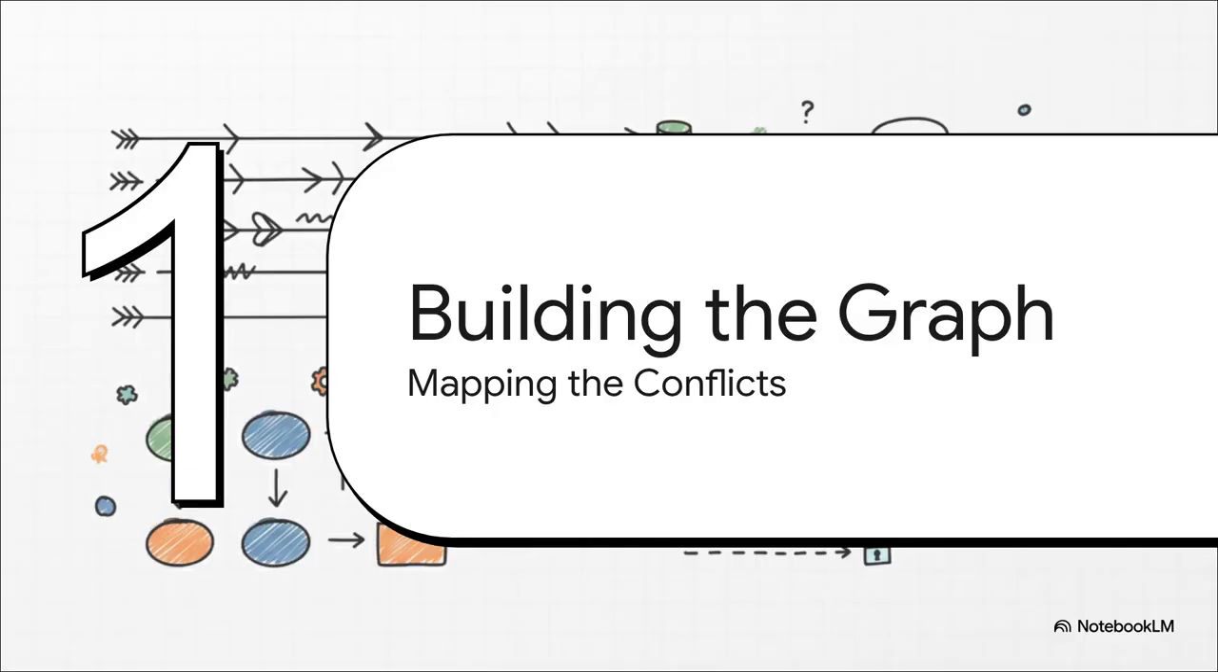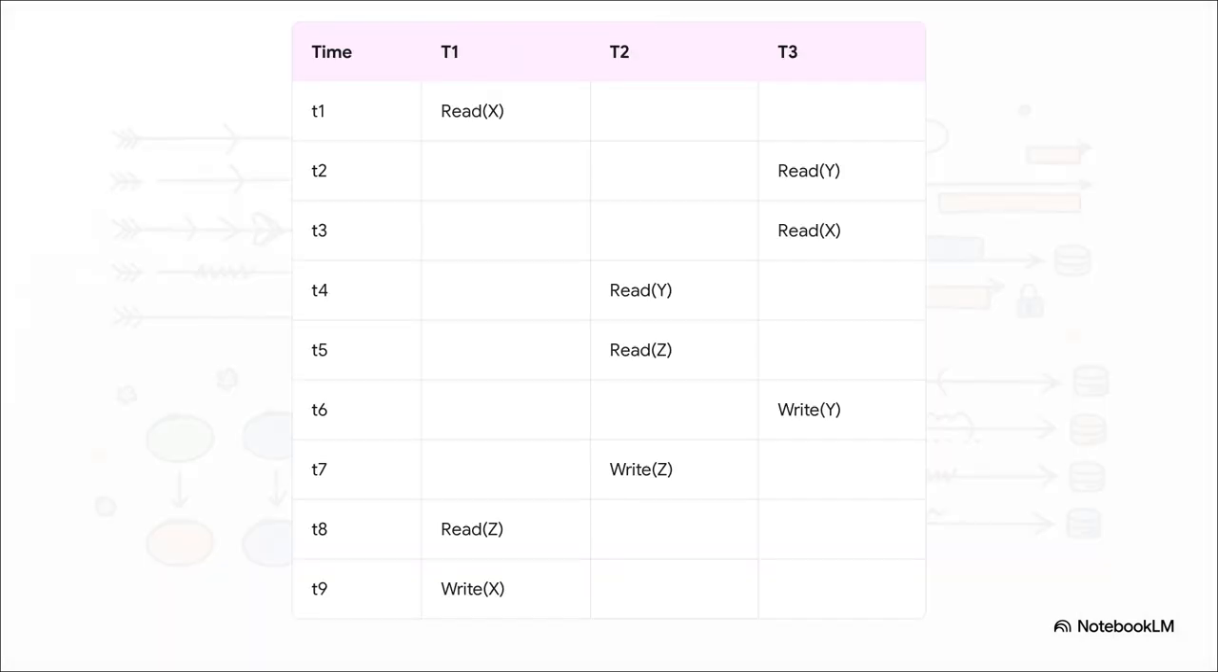Okay, so we know what a conflict looks like. Now it's time to actually start our investigation. We're going to take a schedule of operations and we're going to build what's called a conflict graph, which is basically our visual map of all the clues we find. So here it is. This is our case file. We've got three transactions, T1, T2, and T3, and this whole timeline of 10 operations all jumbled together.